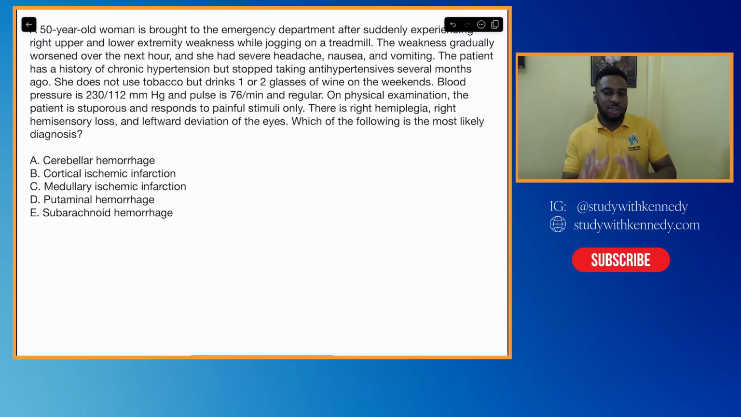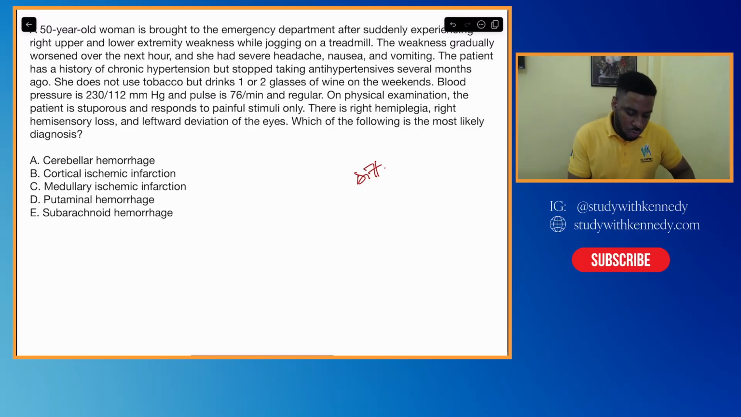If you read this vignette the way I have just read it, you're probably struggling when it comes to answering questions. I'm going to give you the same principles I teach every student of mine. You must pause after the first line and come up with a differential diagnosis. When you read any clinical vignette, whether for the NBME or USMLE, you must pause after the first line and come up with some differential diagnosis.